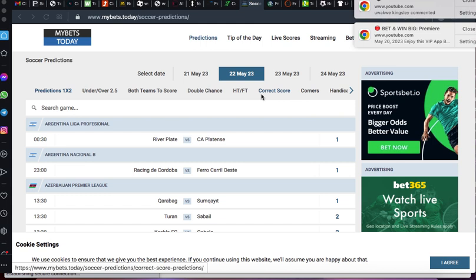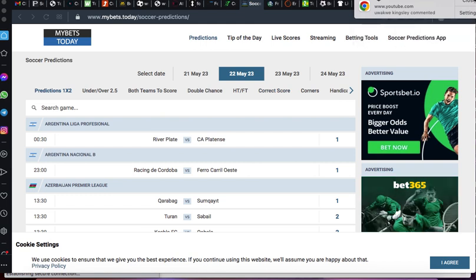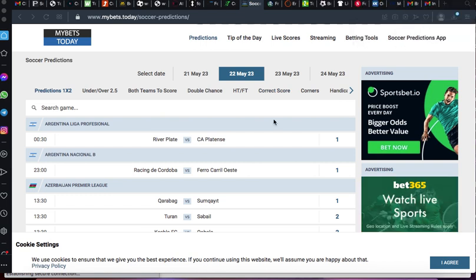This website is very, very good in terms of betting. As you can see, most of you guys like betting on correct scores, high odds, and you want to get safe odds. This is a website that is going to help you get safe tips, safe odds, which is very high for you to put some money on.